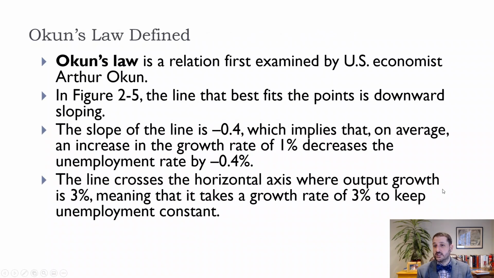So obviously this was named after a fellow named Arthur Okun. And we see that it's downward sloping. The slope of that line that we just looked at is about minus 0.4, which means that on average, an increase in the growth rate of 1 percentage point decreases the unemployment rate by 0.4 percentage points. We're in percentage points here, and so that's what our change is. And as we said, the line crosses the horizontal axis around 3%, so that means we need 3% growth just to keep the unemployment rate constant. And that's because of both productivity growth, as I mentioned, and also population growth.